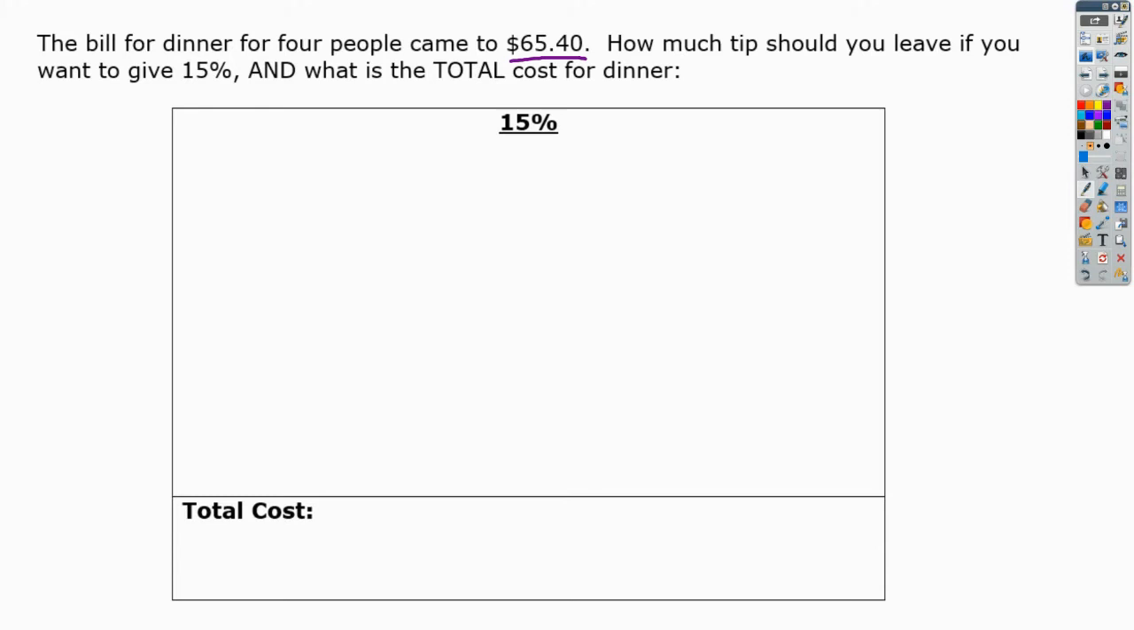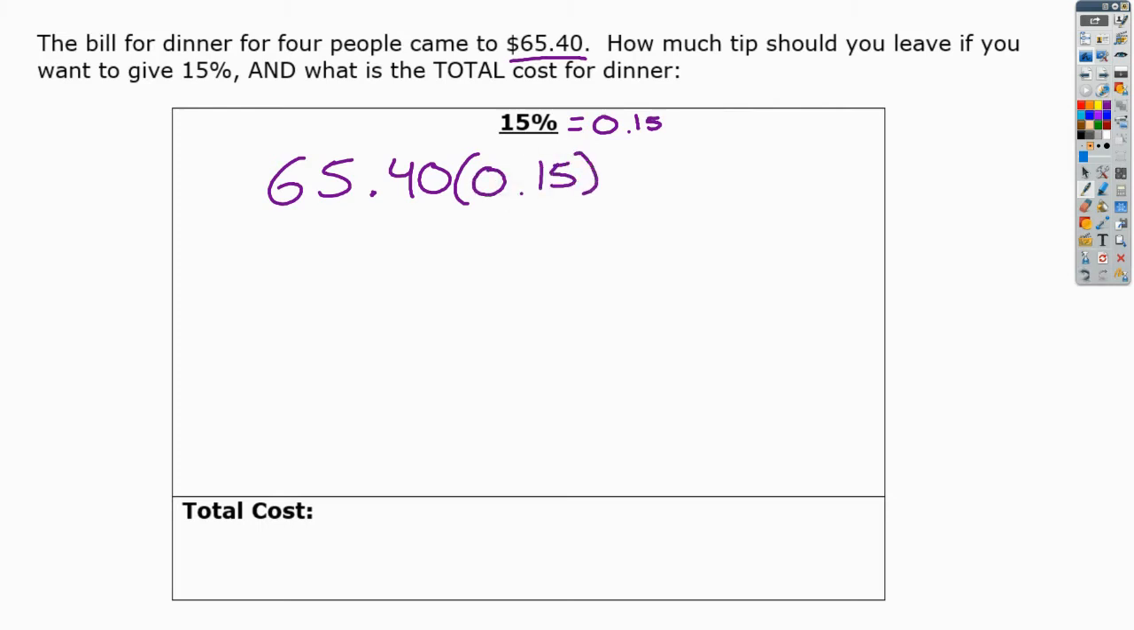Now, last year, we taught you how to do these problems as proportions. This year, I'm going to teach you a different way. All we're going to do is take our original price, $65.40, and we are going to multiply it by our tip. However, right now, the tip is 15% in percent form. Before we can multiply it, we need to turn it into a decimal. To turn it into a decimal, we'll just do 15 divided by 100, and we know 15% is really 0.15. So we're going to take our original price, $65.40, and multiply it by 0.15.